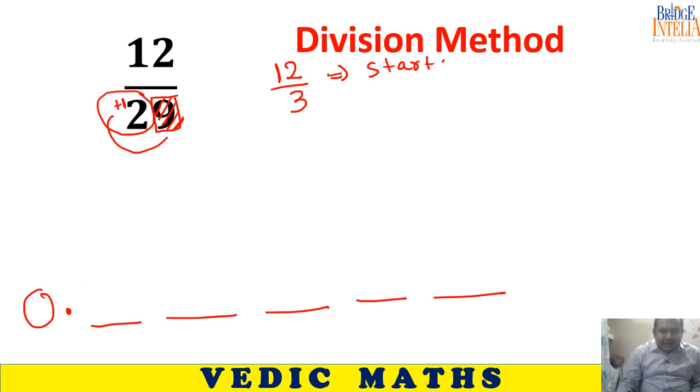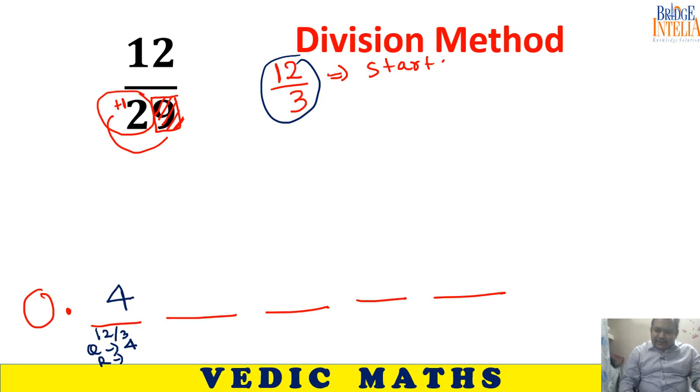So 12 divided by 3. What is the quotient? What is the remainder? So 3 fours are 12. So 4 times complete division takes place. So write 4 here. It is a case of complete division, so there is no remainder. So write 0 here. So 0 and 4.